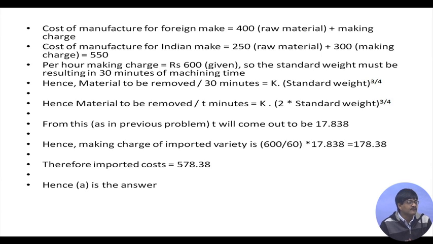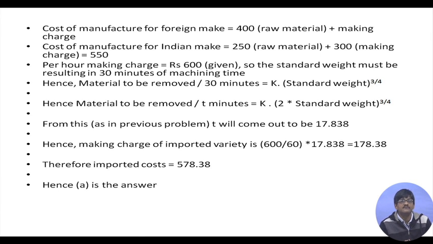So, the material to be removed in 30 minutes, that means the material removal rate, must be proportional to K into static load to the power 3/4. This is understood, no problem. So, from here we can get an estimate of the imported glass machining time. Let it be T minutes. Therefore, in the second case, the material to be removed in T minutes is equal to K into twice the standard weight to the power 3/4.